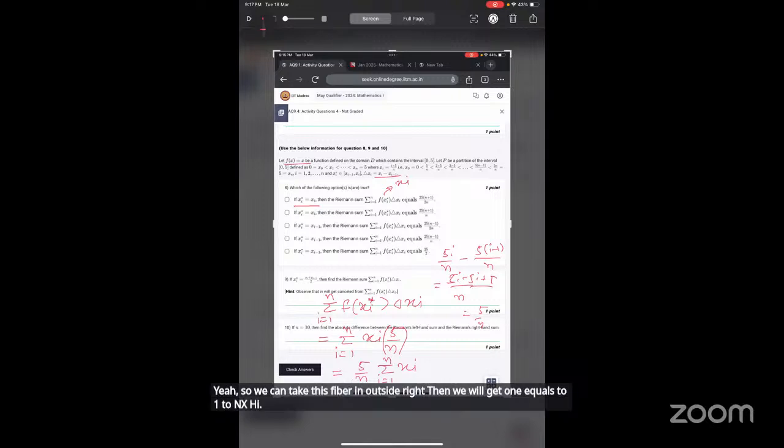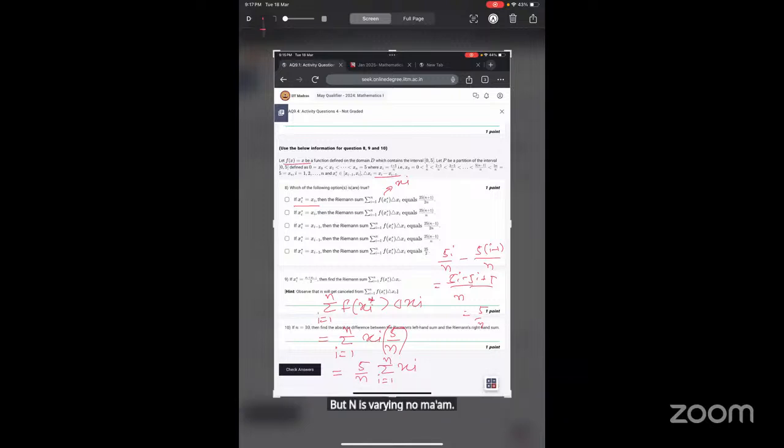But n is varying, no, ma'am? 1, 2, 3, 4, 5, right? N is not varying. N is a fixed number. I is varying, 1 to n. If you see, n is going from 1 to n, right? Within the interval of 0 to 5. No, I is going from 1 to n. Oh, I to 5. Okay. I is going from 0 to n, basically. Yeah. So n is fixed. N is a particular constant.